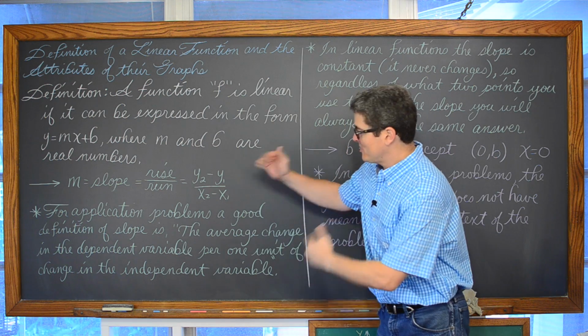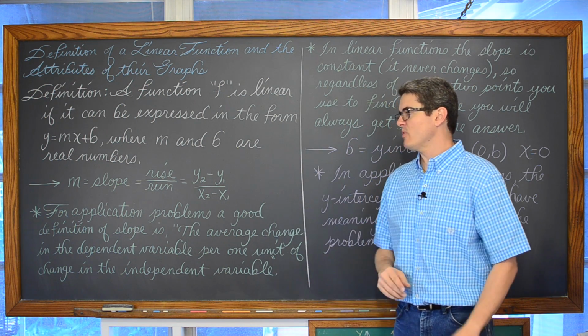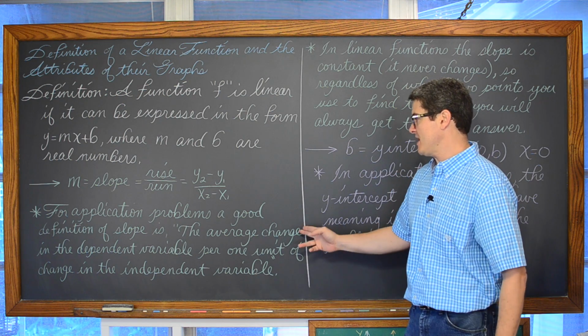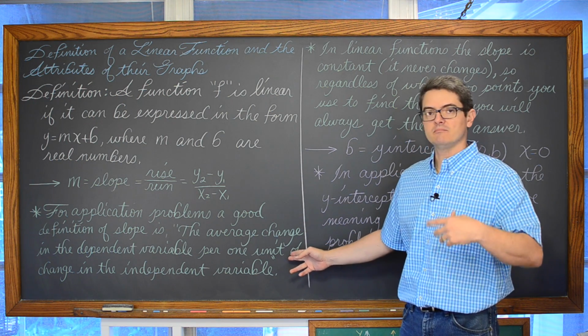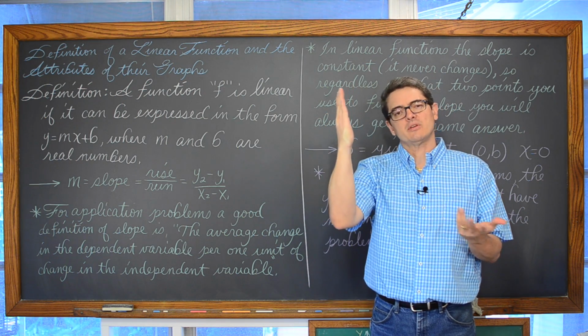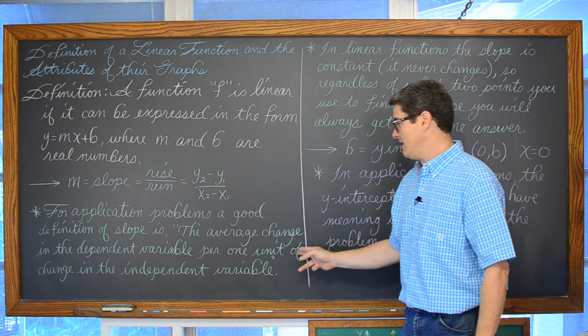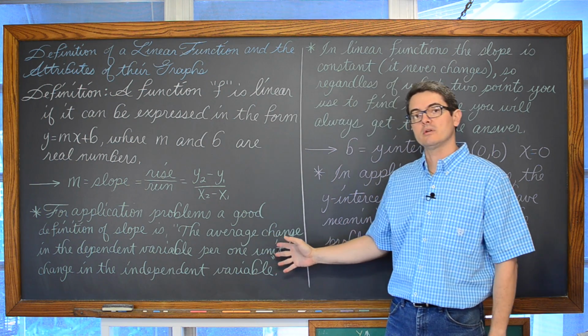Alrighty then, so slope is rise over run, change in y over change in x. For application problems, a good definition of slope is the average change in the dependent variable, which is graphed on the vertical axis, or generally we call it the y-axis, right, per 1 unit of change in the independent variable. This is going to be very important.